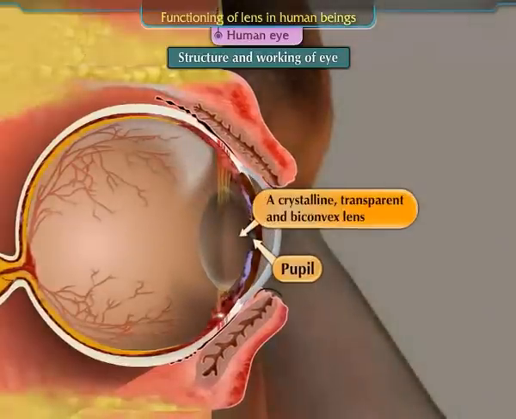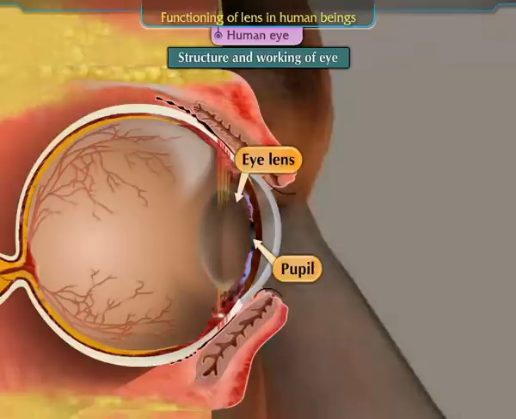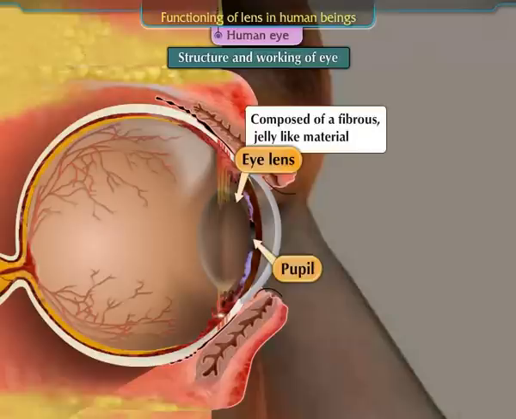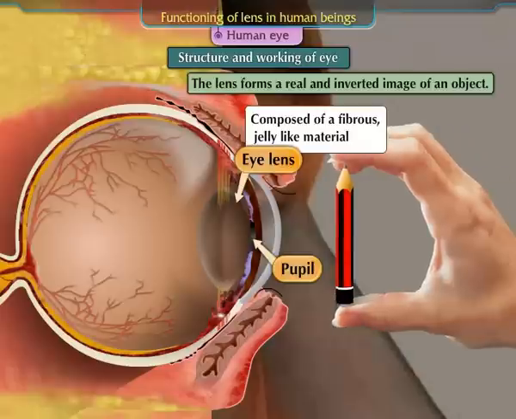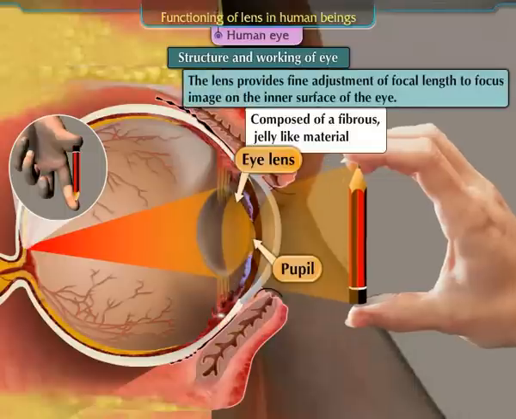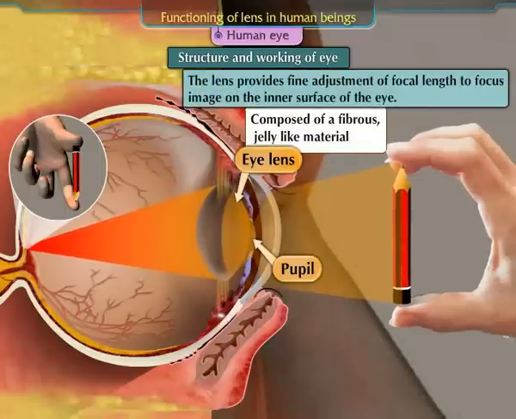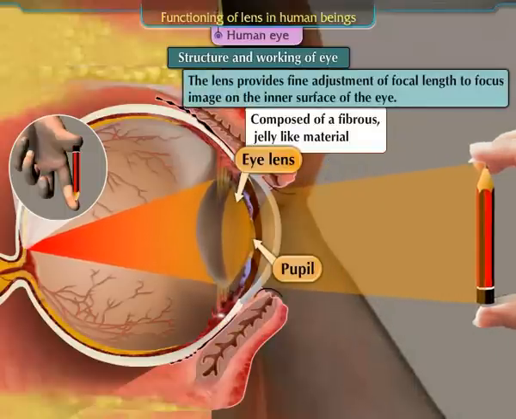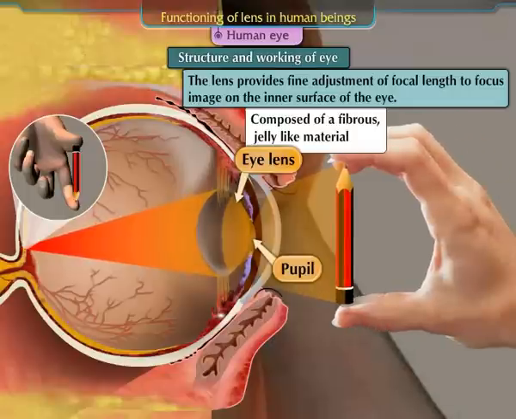There is a crystalline, transparent and biconvex lens behind the pupil. The eye lens is composed of a fibrous jelly-like material. The lens forms a real and inverted image of an object. The lens provides fine adjustment of focal length to focus image on the inner surface of the eye. This is called the retina.